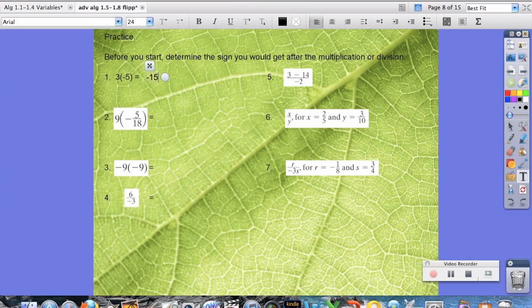And for number 2, we have a positive times a negative, so that would give us a negative number. And the way we read this is 9 times 5 divided by 18. Now 9 times 5 is obviously 45 divided by 18. So I'm going to write this a little bit different so it's easier to read. Negative 45 divided by 18.